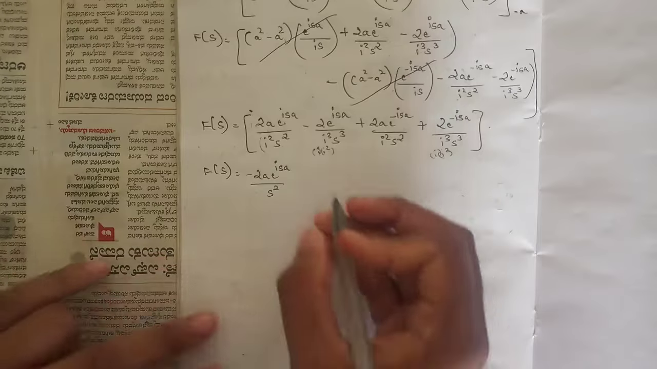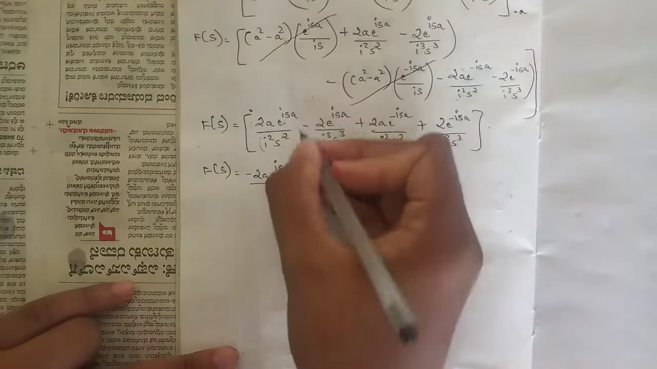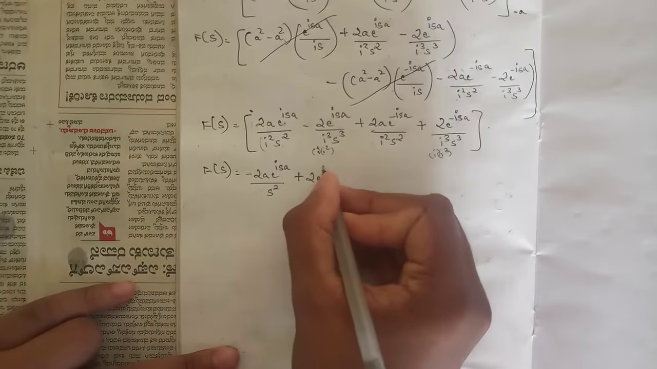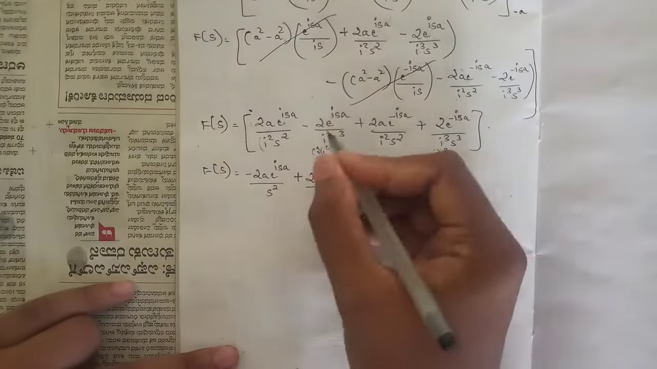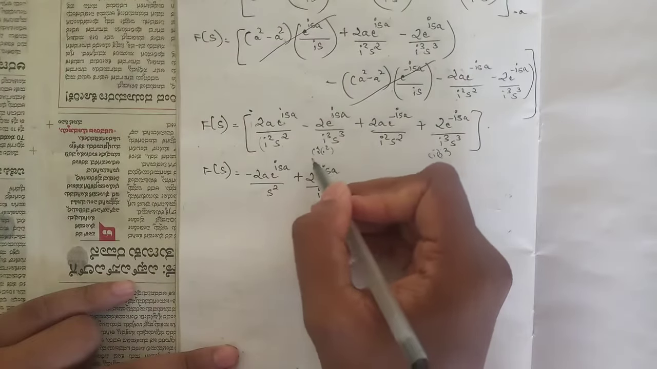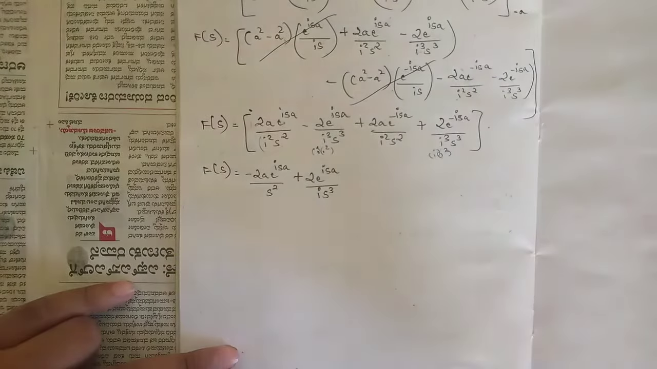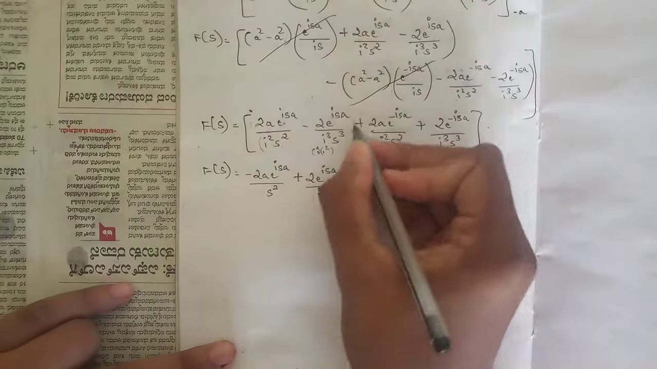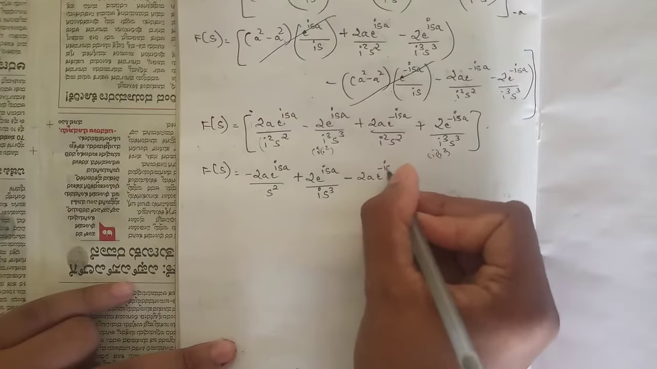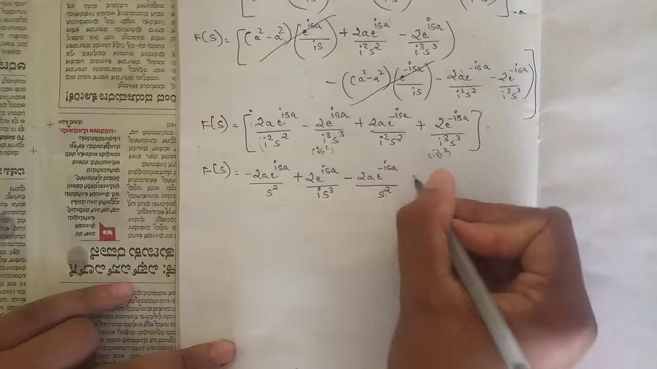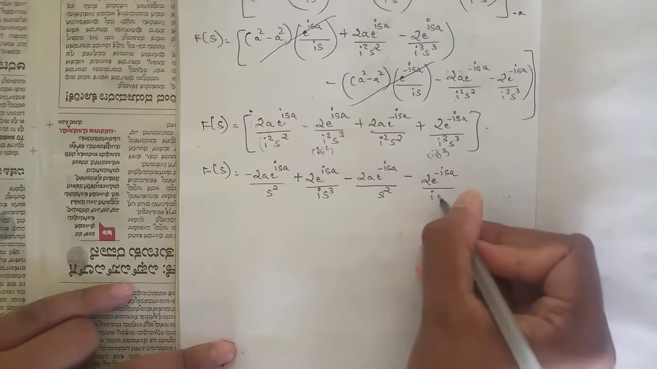Similarly goes for the second term. Here there is minus, so the signs will interchange and it becomes plus 2 into e power isa divided by is cube. Since I have split i cube into i into i square, and the value of i square is minus 1, the sign changes from minus to plus and only i remains. Similarly here also the sign changes: 2a into e power minus isa divided by s square minus 2 into e power minus isa divided by is cube.